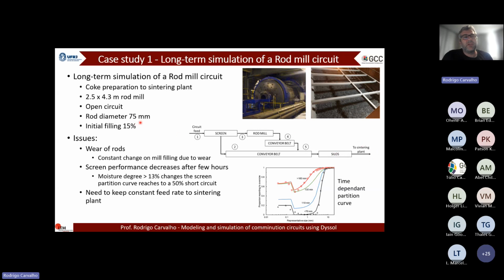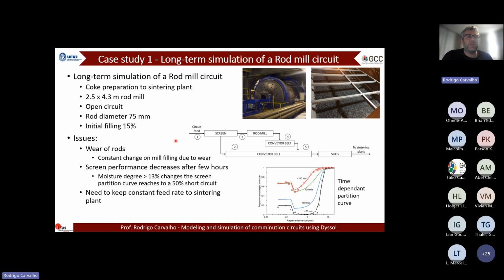The rod diameter here starts at 75 millimeters. The operators start with brand new rods with an initial filling of 15%. Over a long time, due to the wear of the rods, the mill filling reduces. They wait until the rod filling, due to wear, reaches almost 4%. Then they stop the mill and change the rods, placing a new charge inside.